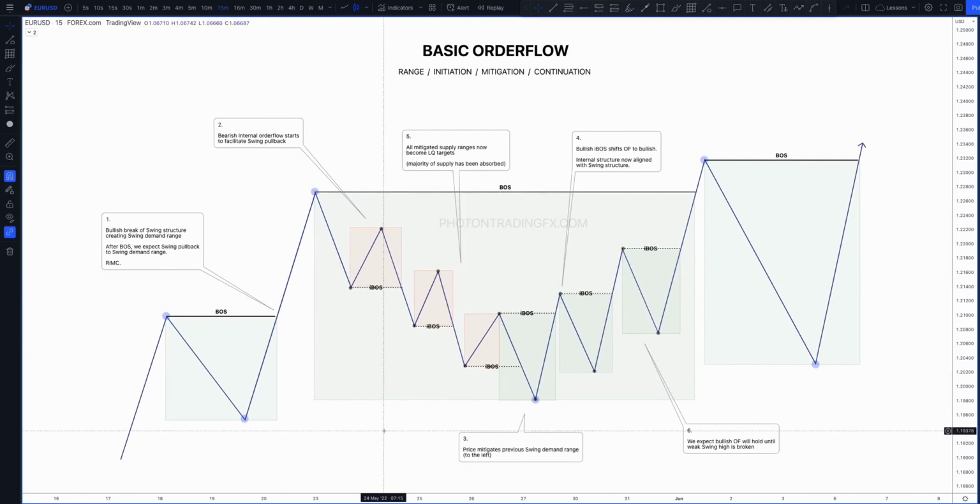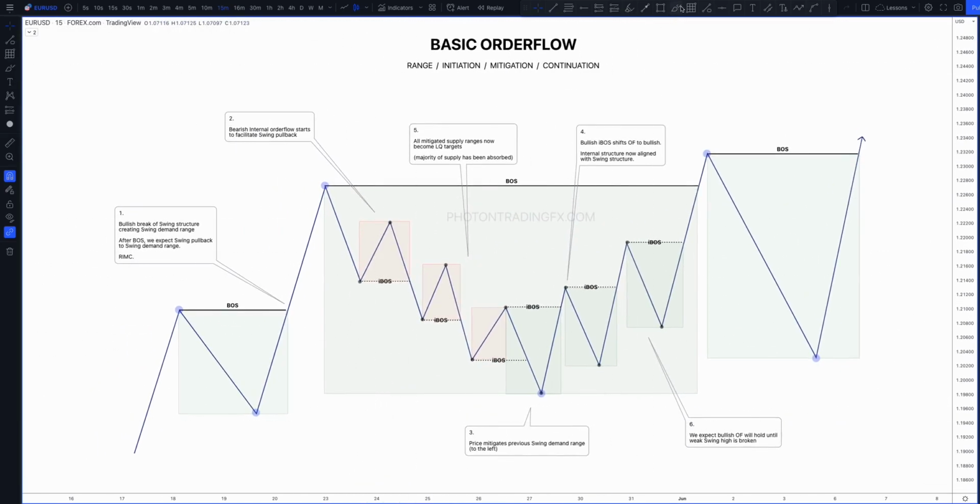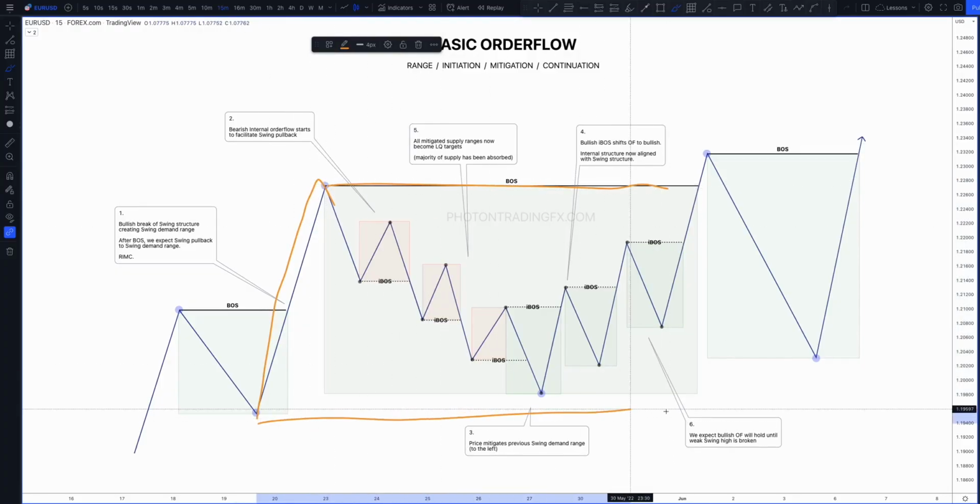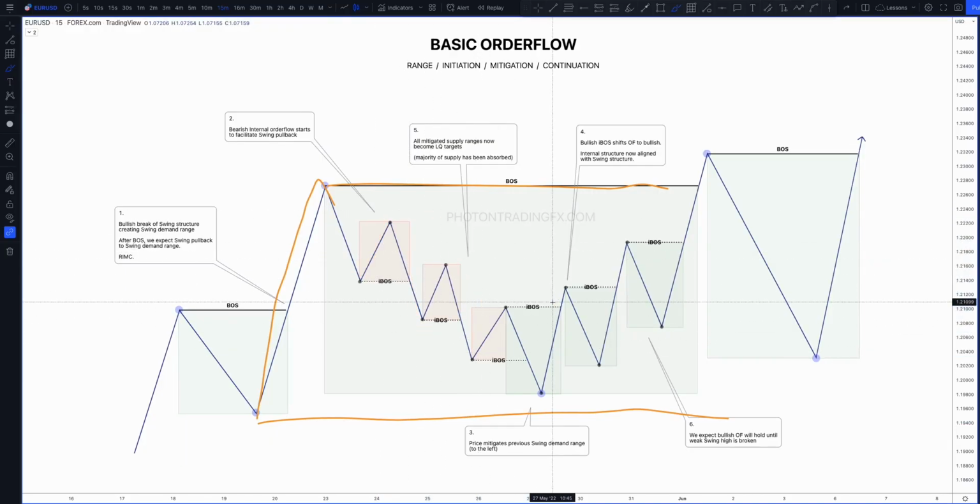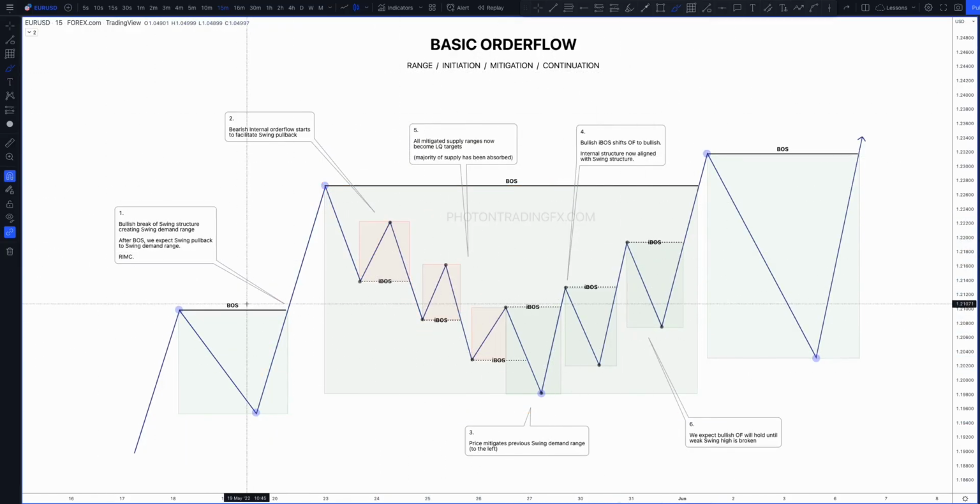Sometimes, when you get a very, very large impulsive movement like this and there was no real pullback, when we then do get the pullback, we can be in a much larger swing range. Within that, we can get a lot of internal price action, which we've just been looking at in the previous module. So let's break this down from an order flow perspective.